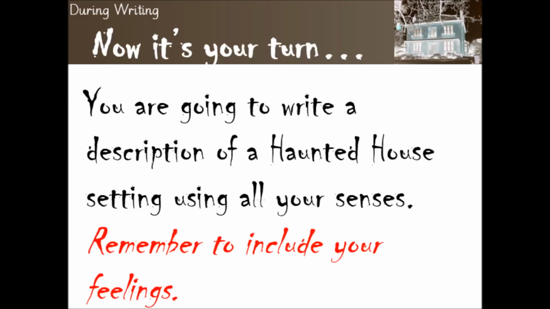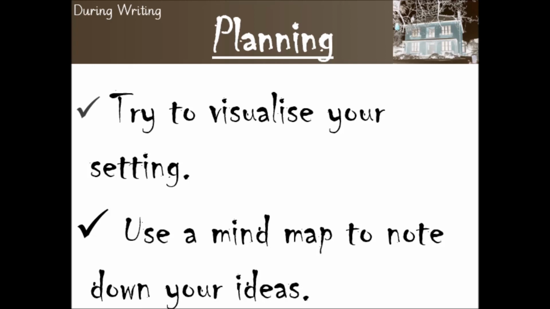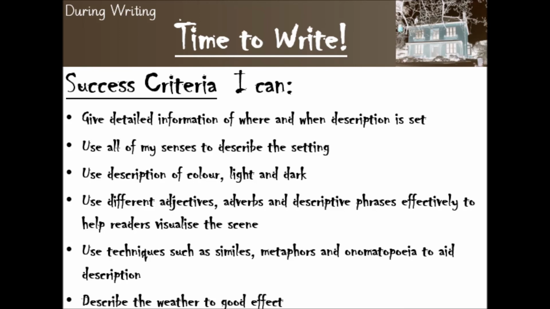So now you're going to write a description of a haunted house using all your senses. Remember to include your feelings. Try to visualise your setting. Use the mind map to give detailed information of where and when the description is set. Use all of your senses. Use description of colour, light and dark. Use different adjectives, adverbs and descriptive phrases to effectively help readers visualise the scene. Use techniques such as similes, metaphors, onomatopoeia to aid your description, and describe the weather to good effect.